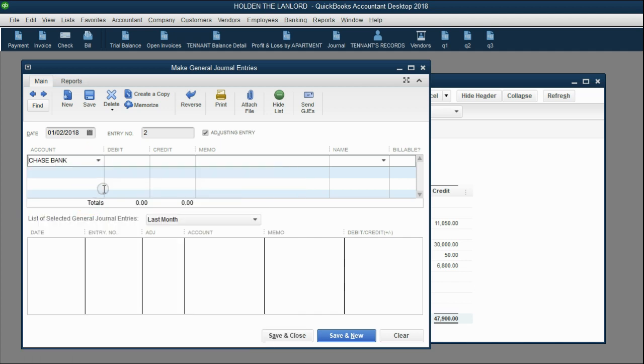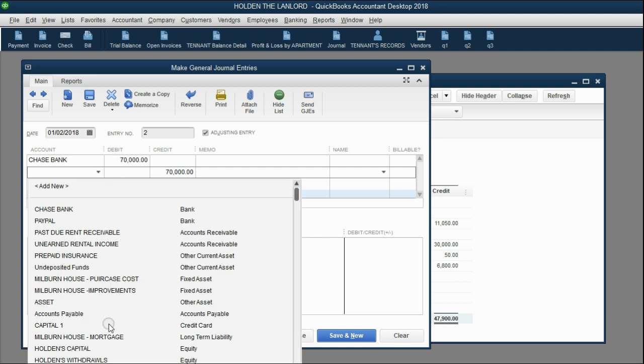And of course, the bank account goes up, so we're going to put a debit of $70,000 because that's the money that came in from the mortgage company, and push tab until you get to the next line. And the credit of $70,000 is the mortgage. So this is Milburn House Mortgage.